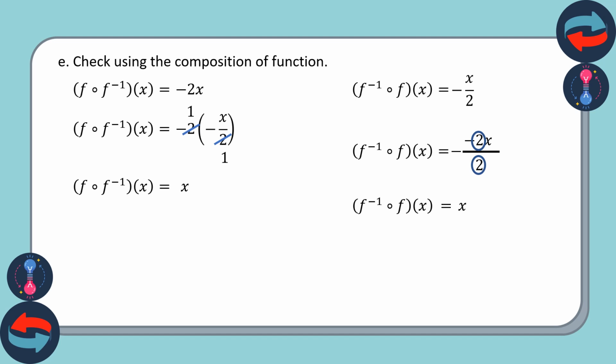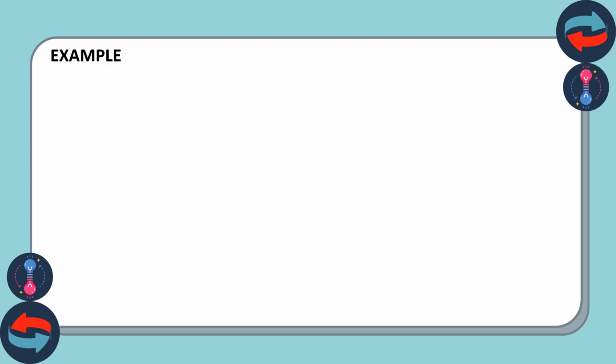We can now conclude that the inverse of f of x, which is equal to negative x over 2, is the inverse of the given function f of x equals negative 2x. We proceed to our second example, which is to find the inverse of the given function g of x equals 3x minus 1.